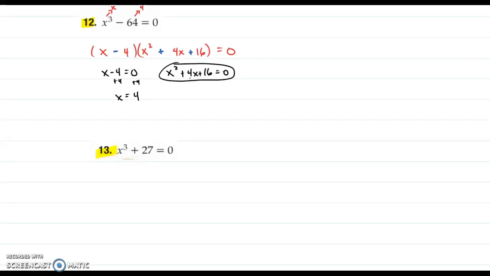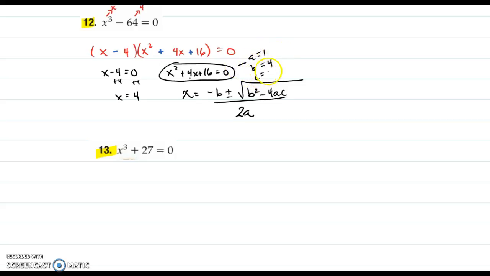Okay, so it cut me off in the middle of this problem. So we're going to start here solving this quadratic, and we agreed we need to use the quadratic formula. So we say x equals negative b plus or minus the square root of b squared minus 4ac all over 2a. And we know from here a is 1, b is 4, and c is 16. So I'm going to plug those in.